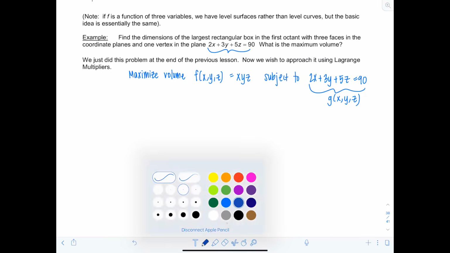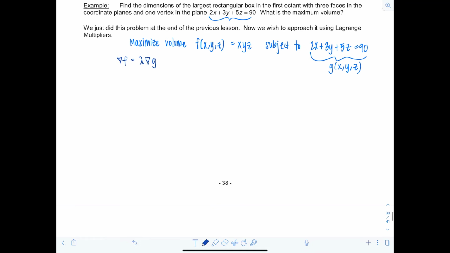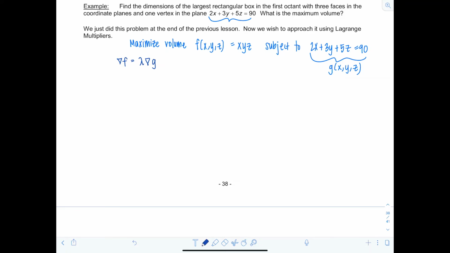All right, so to begin the process, I need to take the gradient of f and set it equal to lambda times the gradient of g. So the gradient of f, if you'll recall, I'm going to take the partial derivative of xyz first with respect to x, so that would be yz. Then I take the partial derivative with respect to y, which would be xz. And then lastly, partial derivative with respect to z, which would be xy. And then I set this equal to lambda times gradient of g. So the partial derivatives are just going to be 2, 3, and 5.